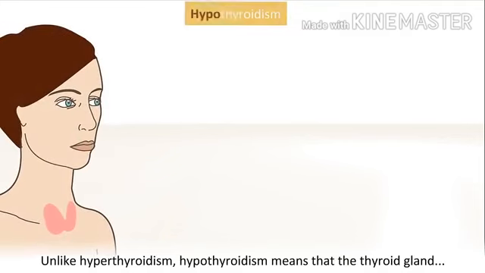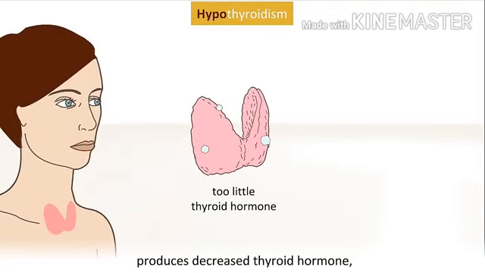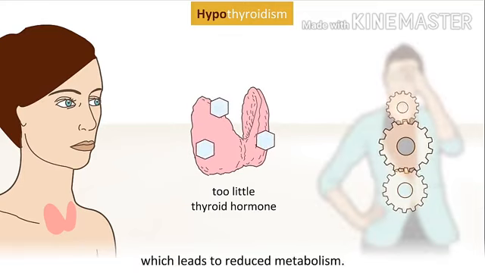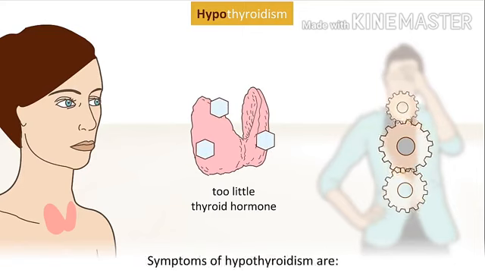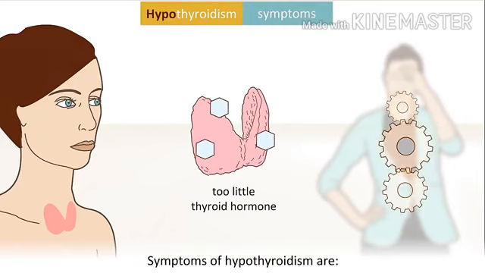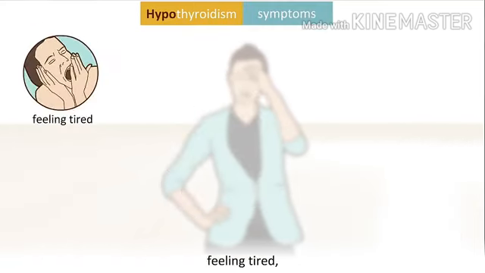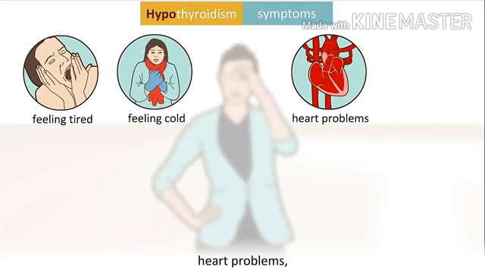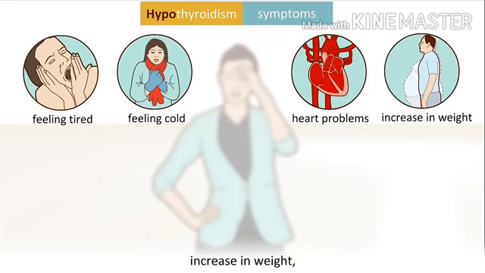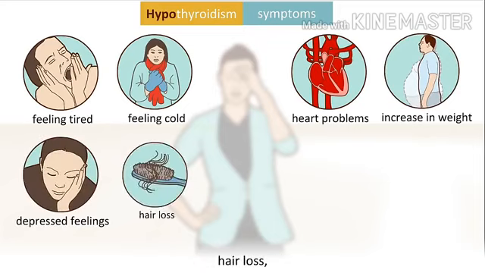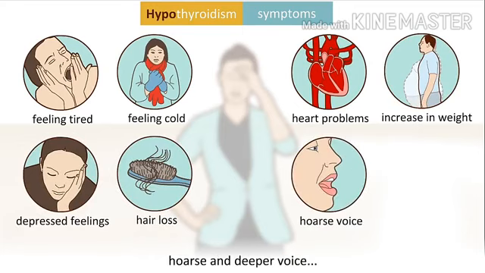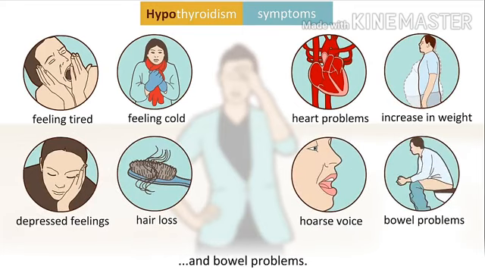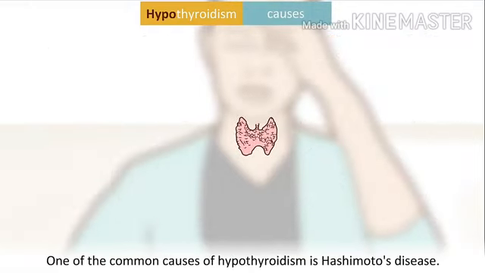Unlike hyperthyroidism, hypothyroidism means that the thyroid gland produces decreased thyroid hormone, which leads to reduced metabolism. Symptoms of hypothyroidism are feeling tired, feeling cold, heart problems, increase in weight, depressed feelings, hair loss, hoarse or deeper voice, and bowel problems.